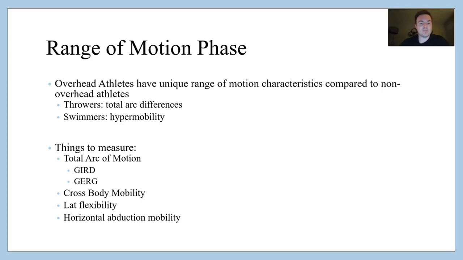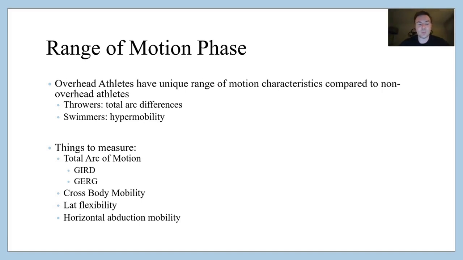So in throwers, we would consider total arc differences. We'll get into that on the next slide. And then swimmers, as I mentioned before, is another one you'll see a lot of, your hypermobility athletes, your high Beighton index individuals. So things to measure, you're going to measure the total arc of motion, which is a combination of internal plus external rotation, measured at 90 degrees of abduction.